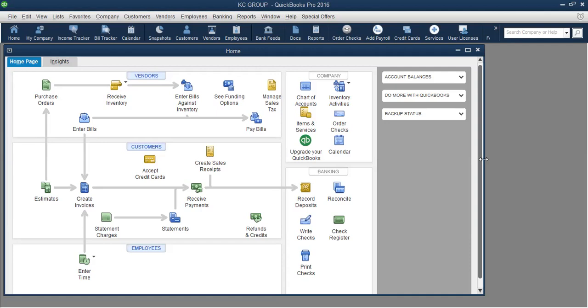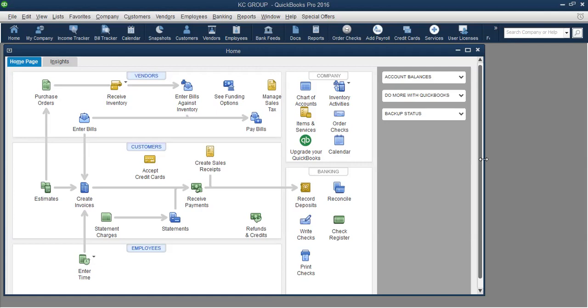We are working through module 2 right now, and this is the getting started module. In this video number 5, I want to show you how to identify the components of the QuickBooks environment. That's video number 5, about identifying the components of the QuickBooks environment.